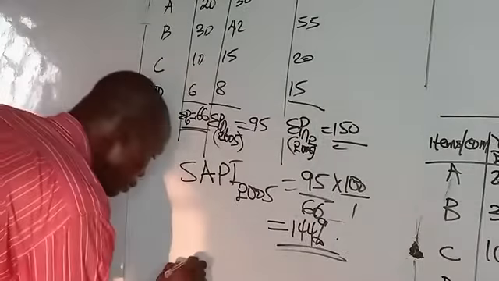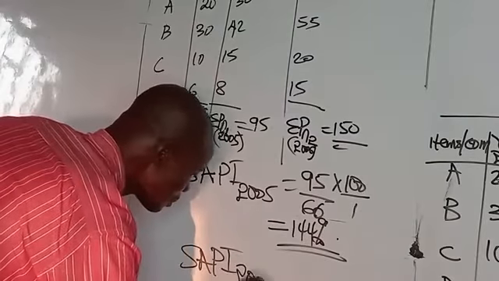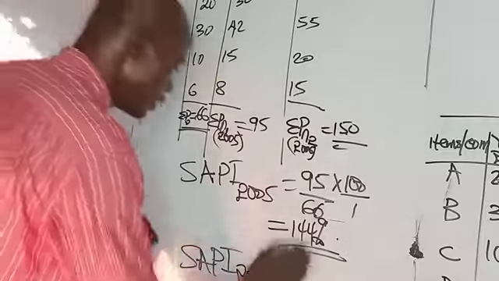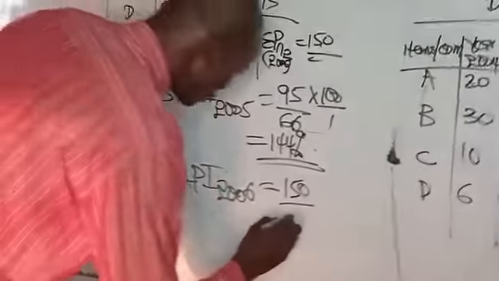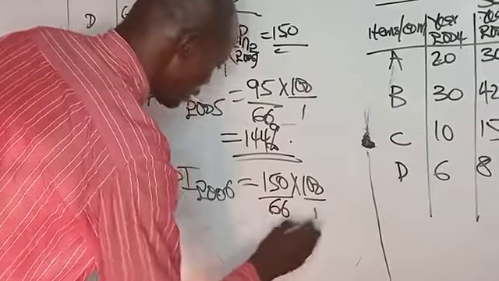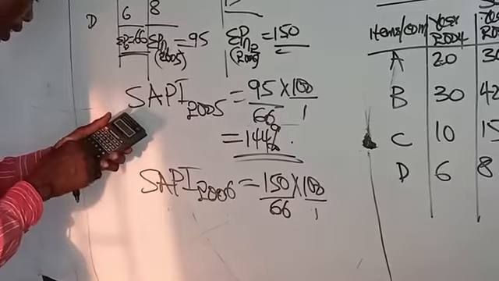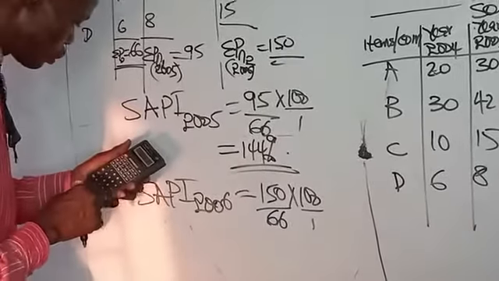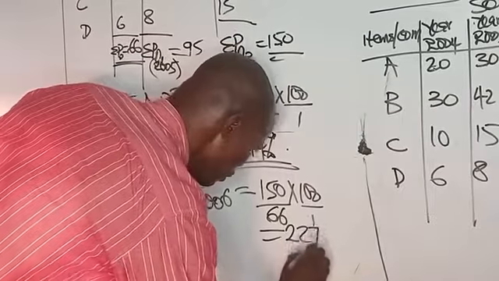If you compute the SPI for 2006 again, we have 150 over base year 66 times 100 over 1. So 150 divided by 66 times 100 is 227% to the nearest whole number. 227%.